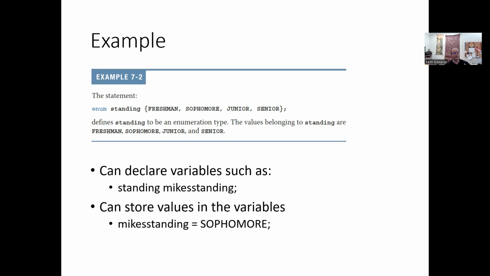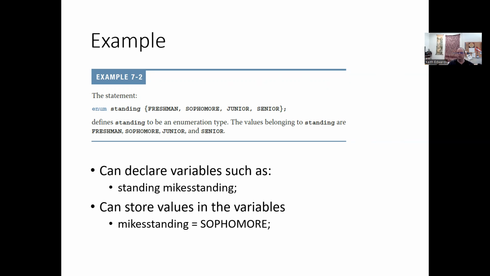Here we have class standing. So you start as a freshman, become a sophomore, a junior, and a senior. And so standing is an enumeration type. The values belonging to standing are freshman, sophomore, junior, and senior. And so you can declare variables such as Mike standing, which is a type of standing from that enumerated type, and then set it equal to sophomore to denote that Mike is a sophomore. When no values are explicitly specified, the enumerators are assigned consecutive values starting at 0. So freshman is 0, sophomore is 1, junior is 2, and senior is 3.